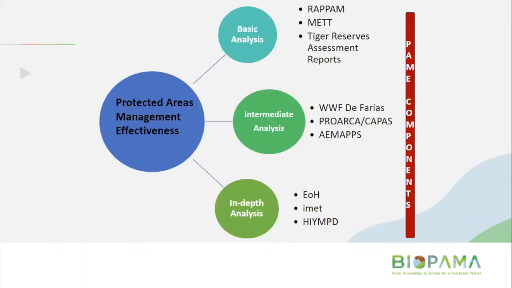And the tools in general, I have tried to organize them in a way that they provide some guidance, sort of a decision tree when you want to pick tools, as I saw some of the questions earlier that you had, and some of the basic analysis that have been developed, the tools, RAPAM, MET, the previous version of MET or the original MET, the Tiger Reserves Assessment Reports, for instance, intermediate analysis like the WWF, the Farias tool developed for Brazil, the ProArca CAPAS that we developed in Central America, or the IAMAPs developed for Colombia that they rigorously apply, or in-depth analysis, Enhancing our Heritage, IMET, and How Is Your Marine Protected Area Doing, developed by NOAA.